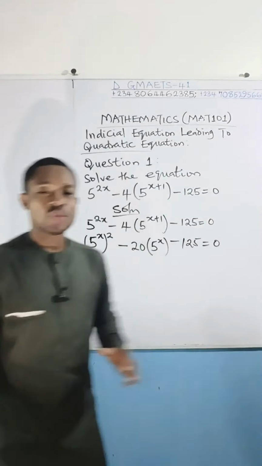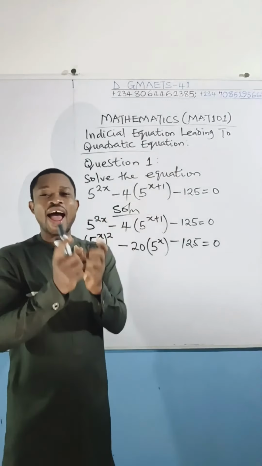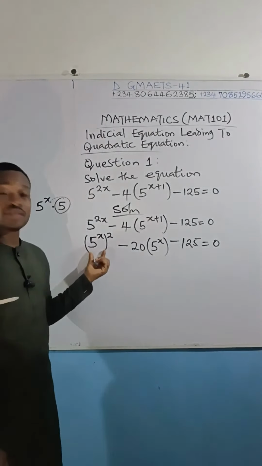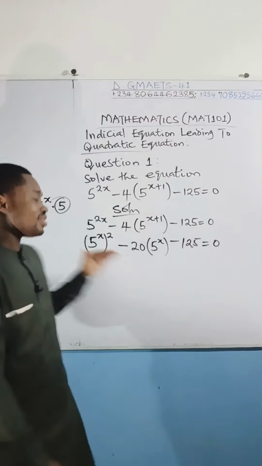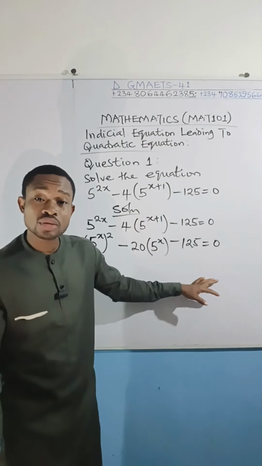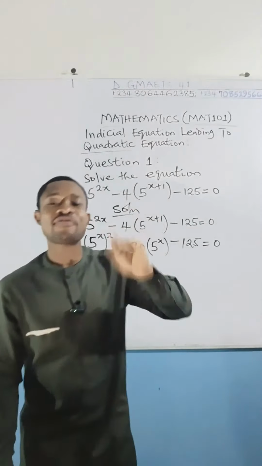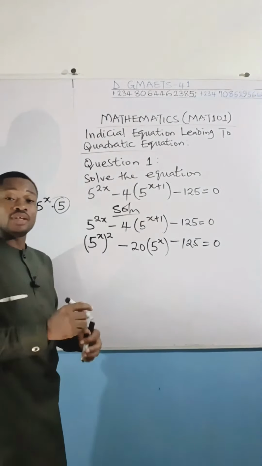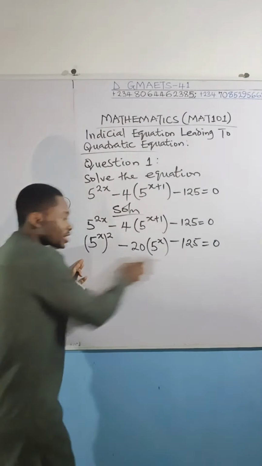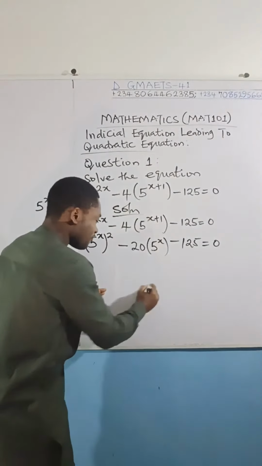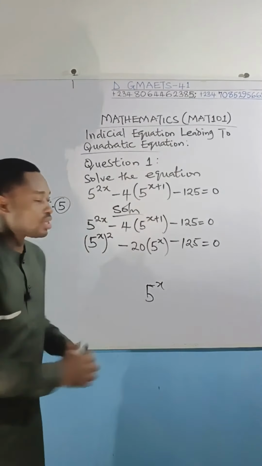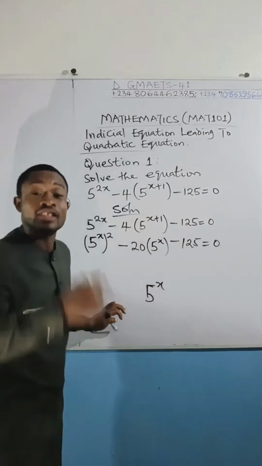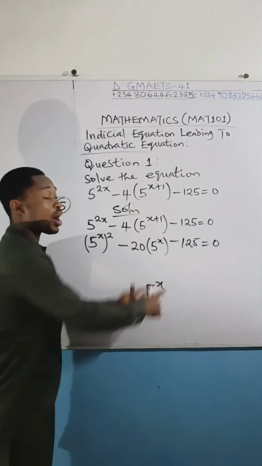Now observe this equation that we have here on the board. The unknown part is that term that has 5 raised to power x. So we have 5 raised to power x here. We have 5 raised to power x here. So this is a quadratic equation in the unknown term 5 raised to power x. I repeat, this is a quadratic equation in the unknown term 5 raised to power x.